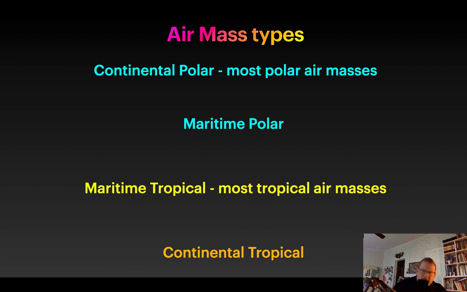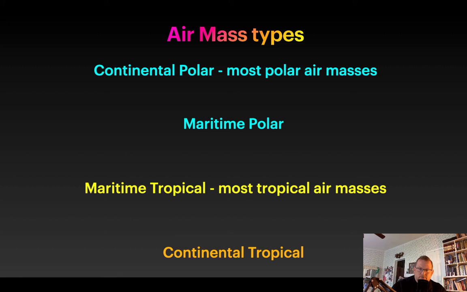We get to continental tropical. Where does this form? Over land. But it still forms in a tropical area. So that means the temperatures are still going to be, they're actually going to be higher. Okay? But the continental tropical forms usually over deserts. So it's going to be high temperatures, low moisture, low humidity.